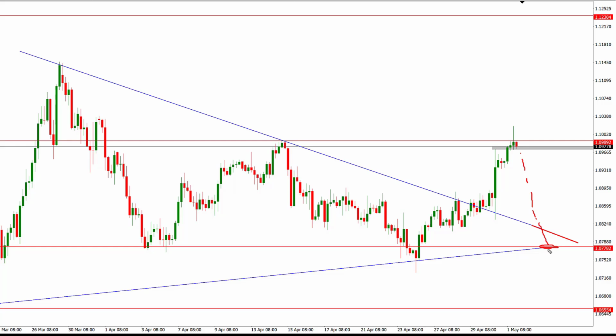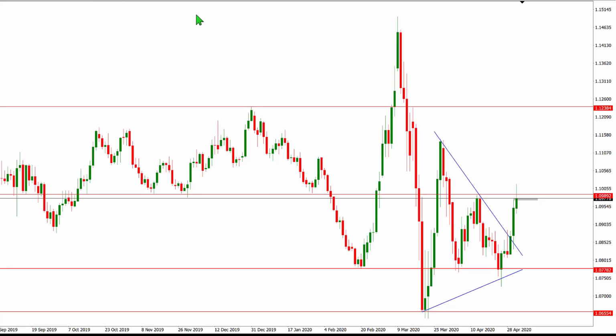If the bulls fail, then it's a strong signal the bears are trying to pull price down to retest the next swing low. Let's see the swing low. I'm going to show you that on the daily chart. There's the next swing low of this currency pair. This acts right here, that is at 1.0782.